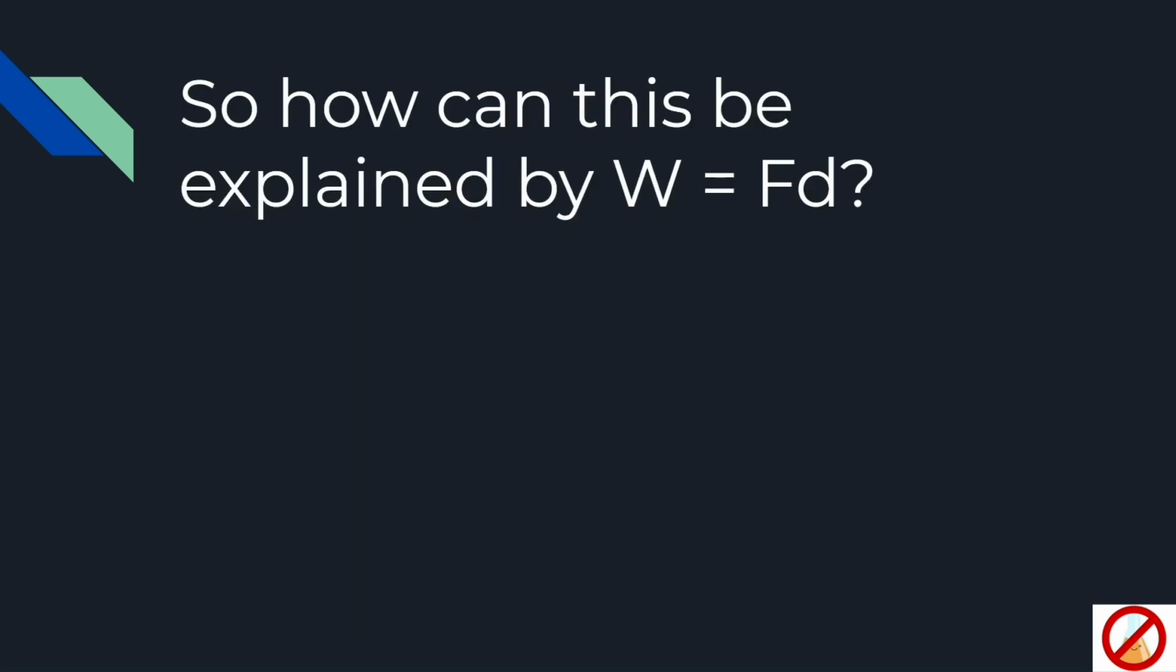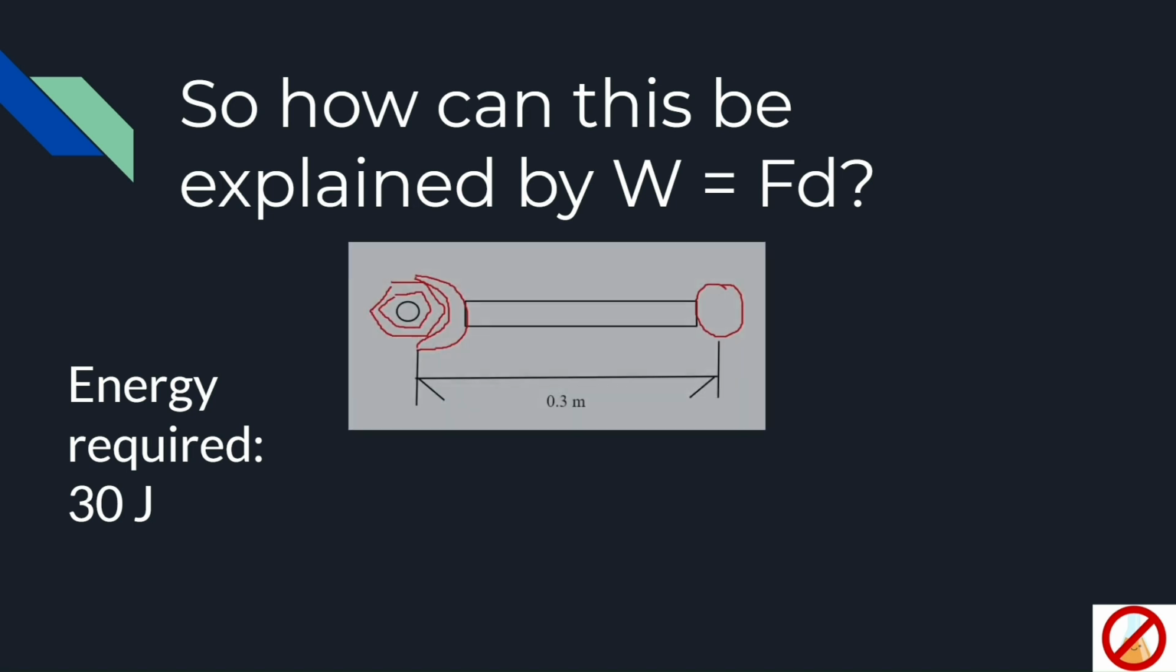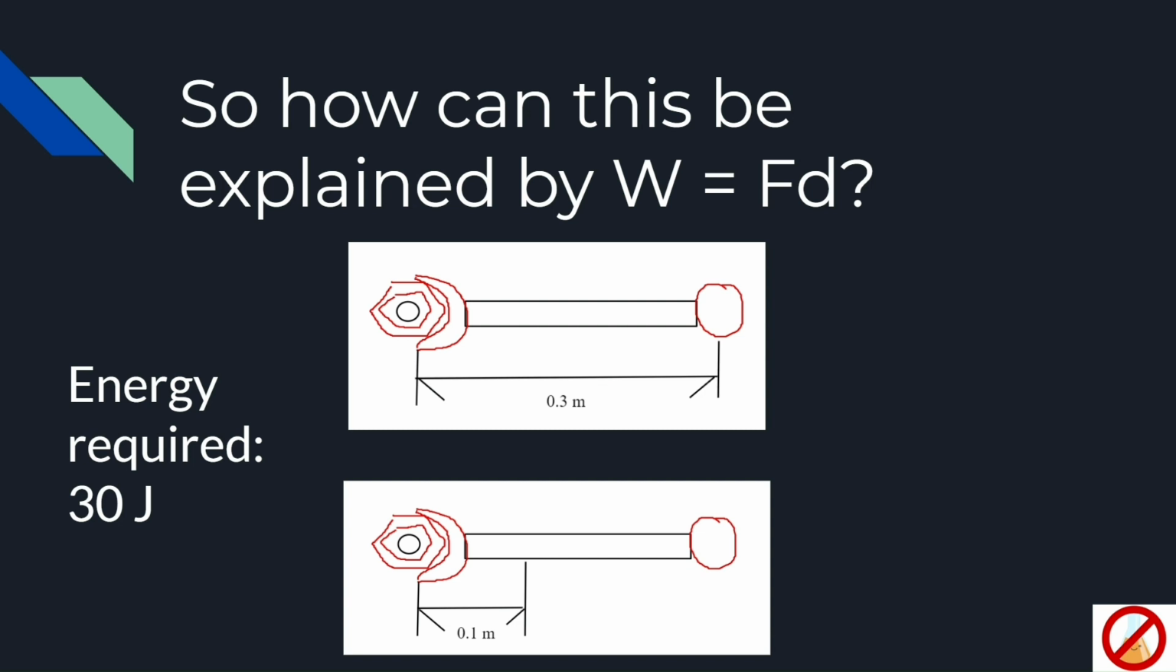Now let's come back to W equals Fd. And how can we use this formula? So let's take an example again, the wrench. The energy required to screw a screw, for example, would be 30 joules, or 30 J. Well, we have two scenarios. One is when we place our hand 0.3 meters away from the pivot. Another one is when we place our hand 0.1 meters away from the pivot. And which one would you assume would cause us more force?